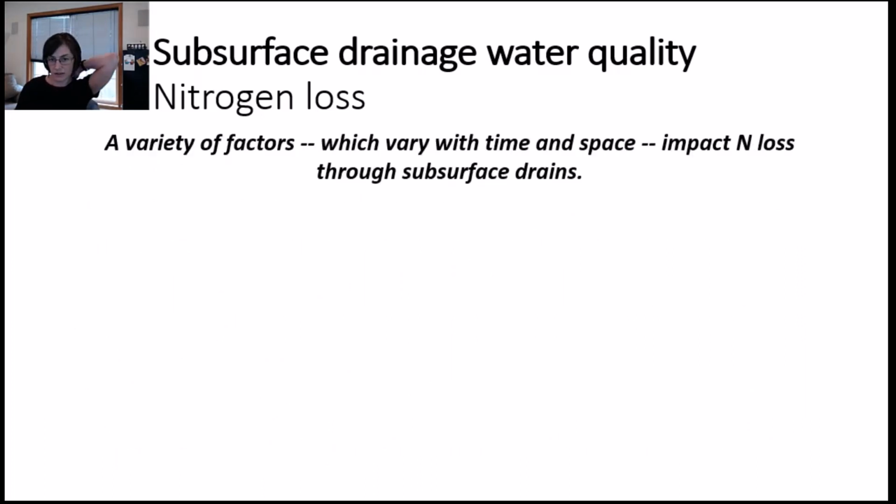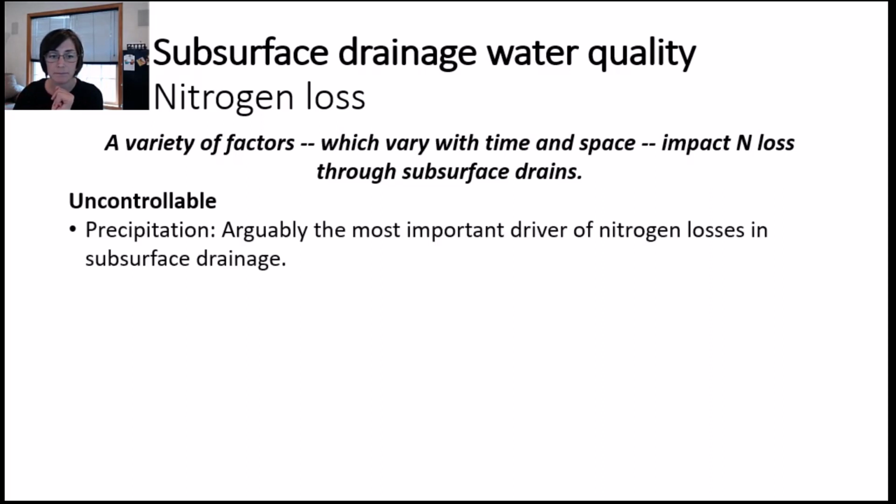There's a variety of factors which each vary with time and with space that impact nitrogen loss through subsurface drains. There are both controllable factors and uncontrollable factors that impact how much nitrogen we send downstream. I'm going to start with the uncontrollable factors because these are the hard ones to do.